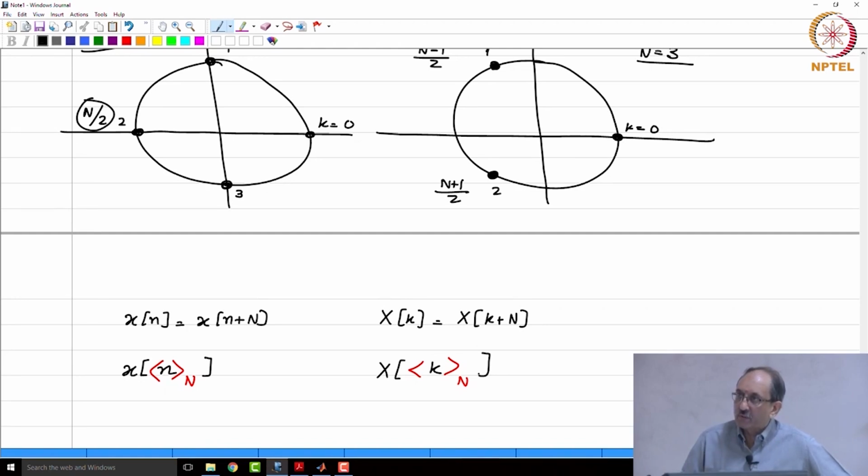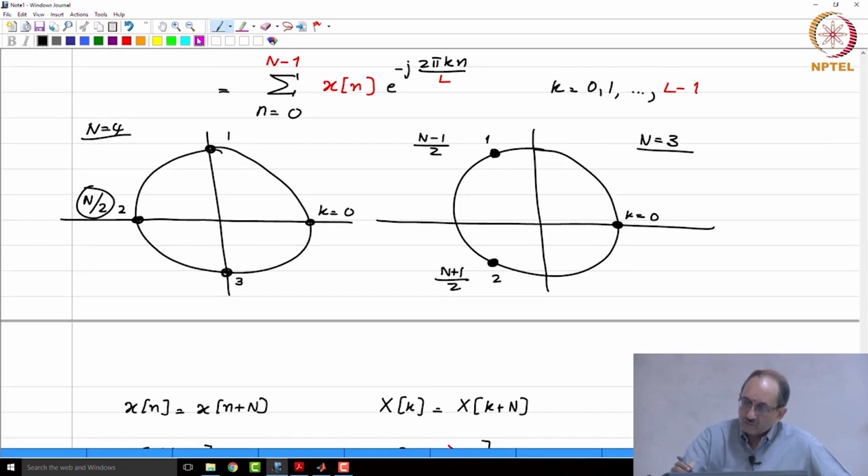Therefore both the sequence index and the transform index are index mod capital N, and hence this index is also the same as minus 1. Similarly, this index also is the same as minus 1.